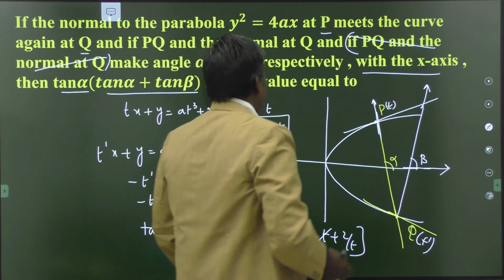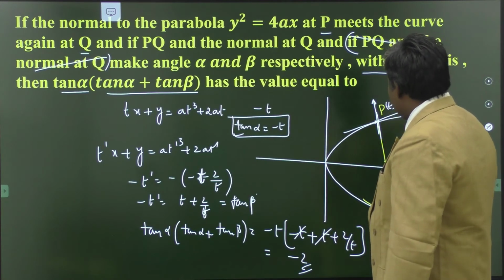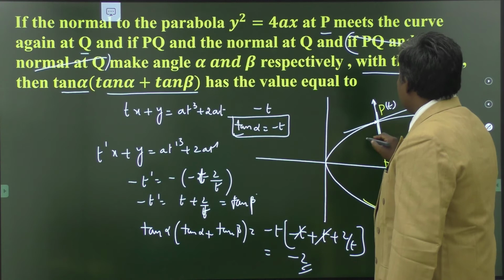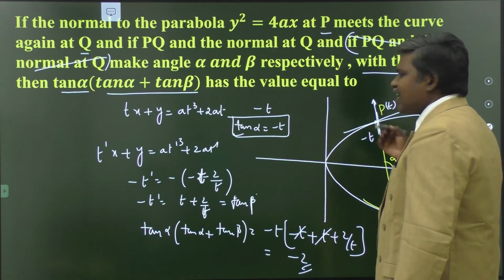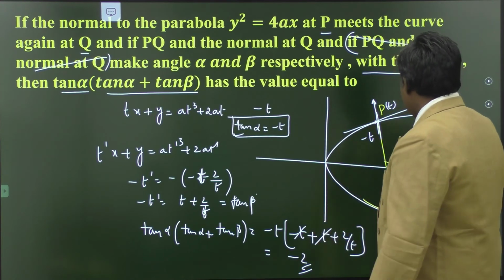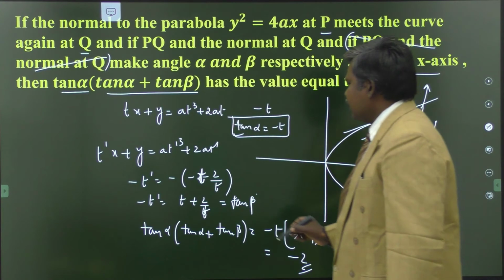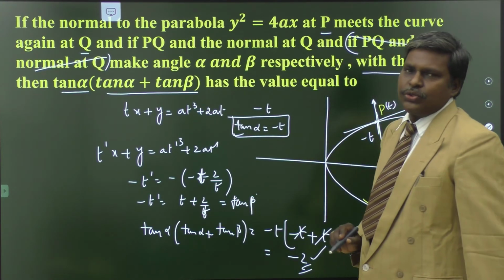So this is very simple for you. But you have to imagine that one. You write the normal at P of t. Again you have to write the normal at Q of t dash. Its slope is minus t. Its slope is minus t dash. Minus t dash we mean what? Minus t dash is nothing but minus of minus t minus 2 by t. That is t plus 2 by t. Finally your sum is minus 2. Okay.